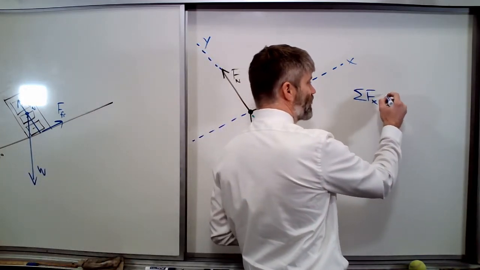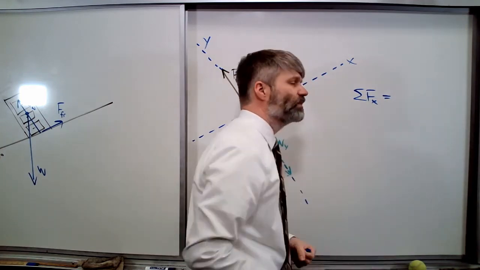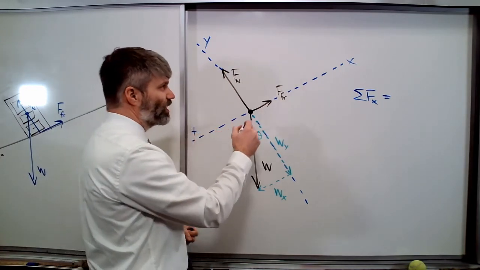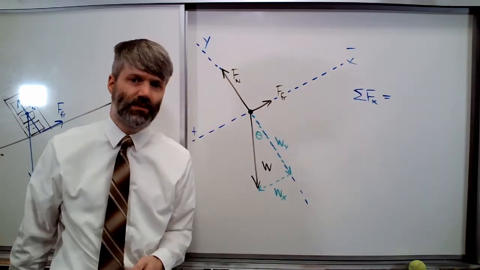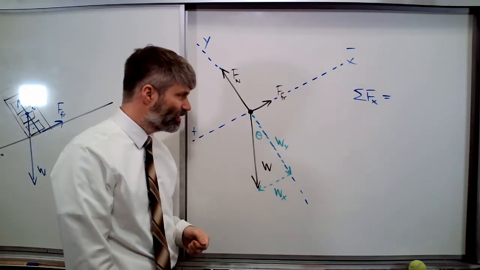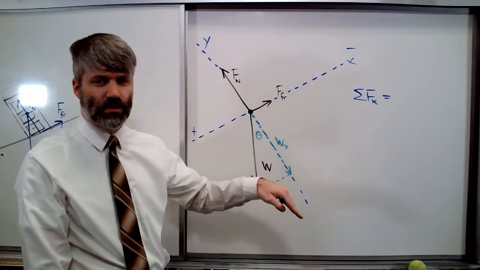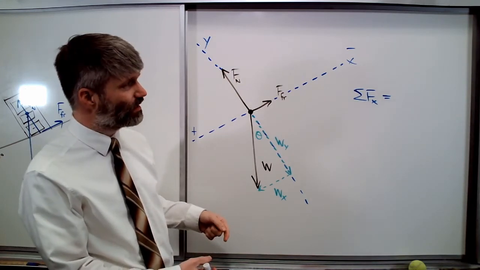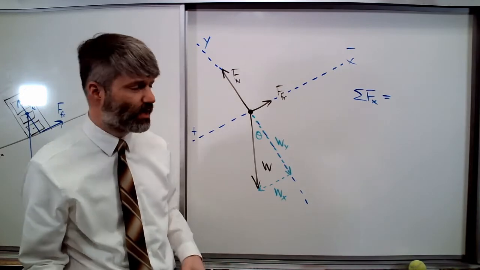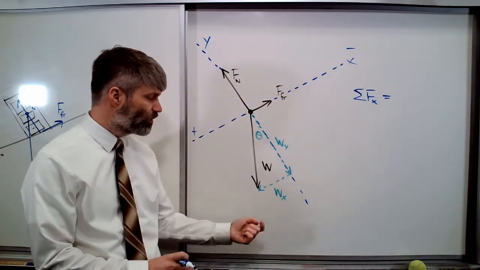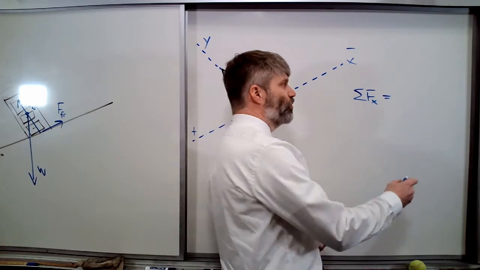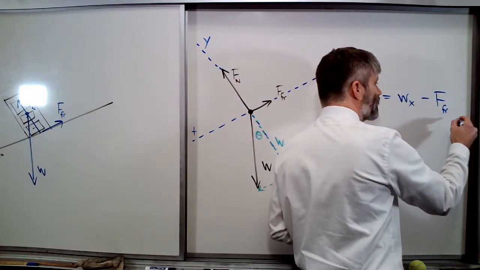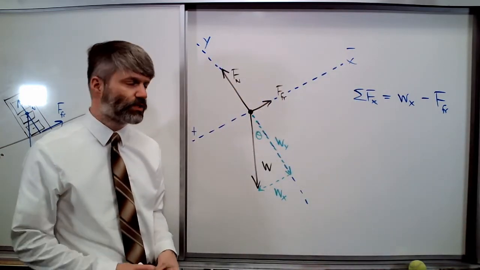So in the x direction, we've got to define our reference frame. I'm going to make down the ramp the positive and up the ramp the negative x directions, simply because I like the idea of the object accelerating in the positive direction better than the negative direction, so let's just do that. Okay? This means that the x component of the weight is in the positive x direction, and the force of friction is in the negative x direction.